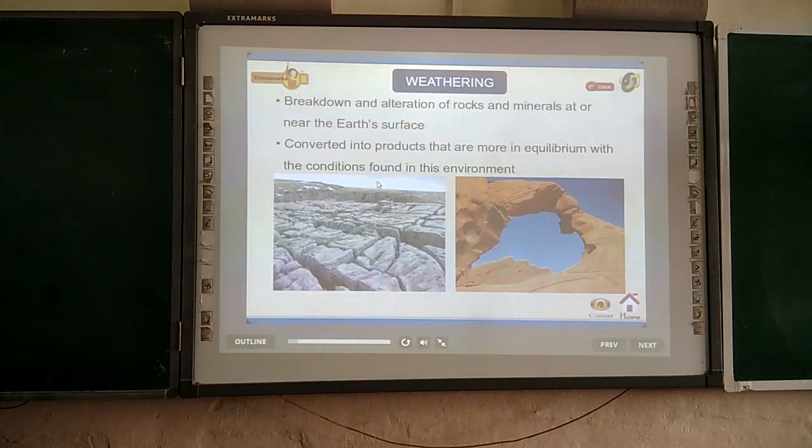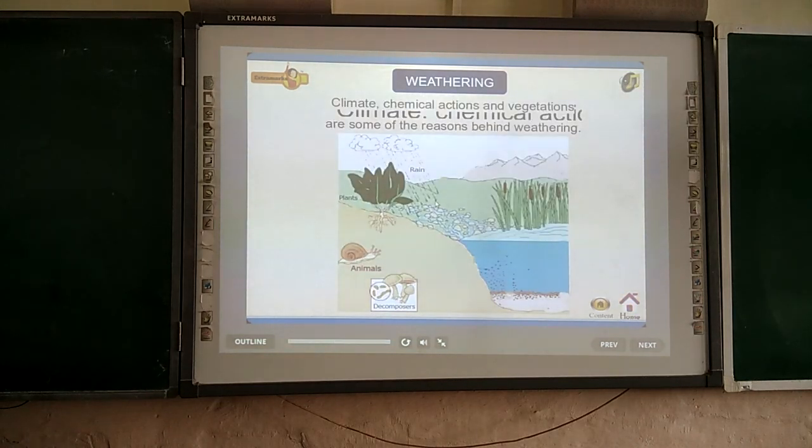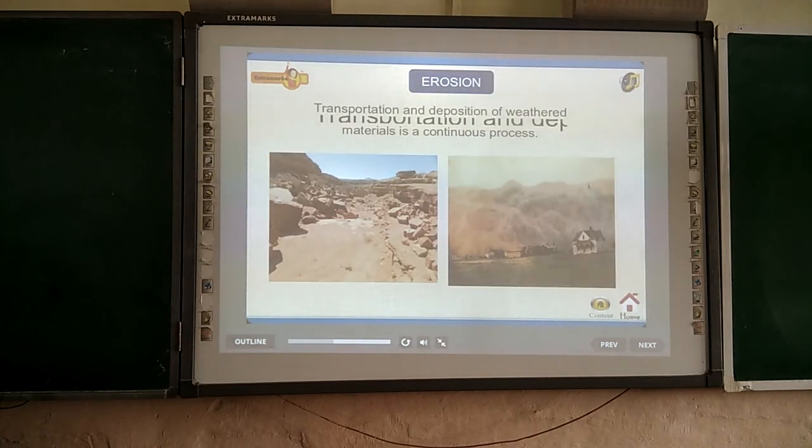Weathering: breakdown and alteration of the rocks and minerals at or near the surface of the earth is known as weathering, converted into products that are more in equilibrium with the conditions found in this environment. Climate, chemical actions, and vegetation are some of the reasons behind weathering. Erosion: influences behind erosion are either gravity or natural agents such as water, wind, and even ice and glaciers. Transportation and deposition of weathered materials is a continuous process.